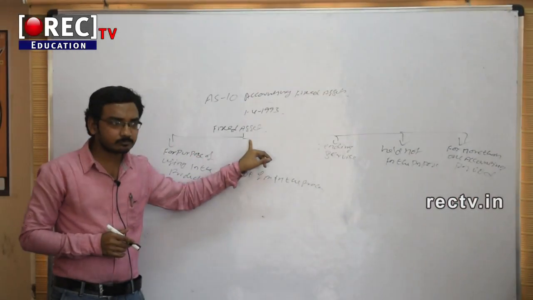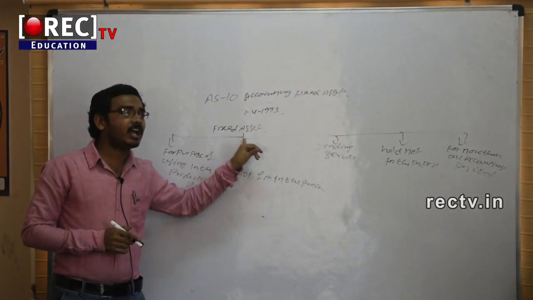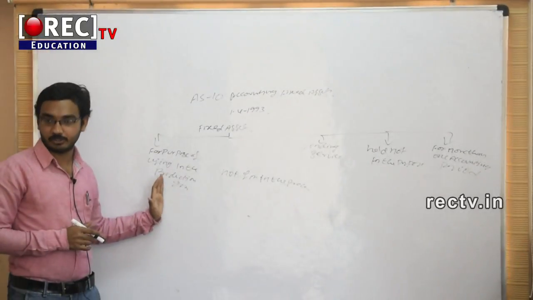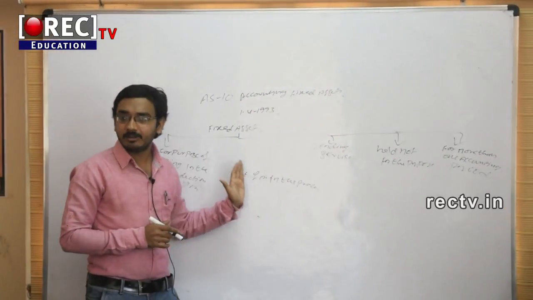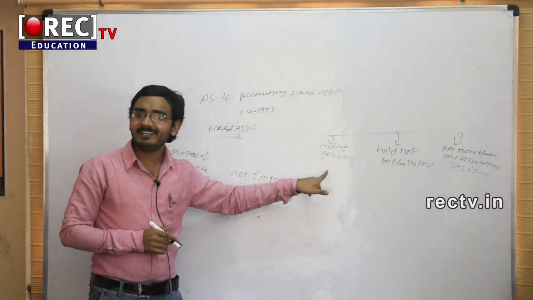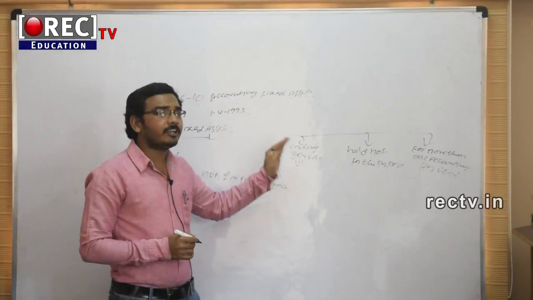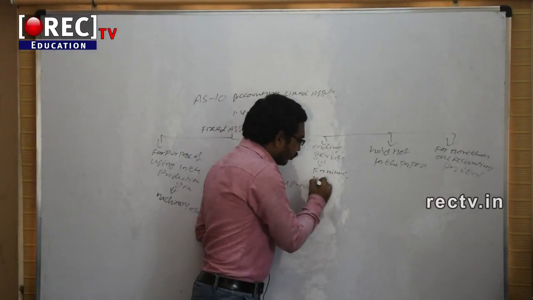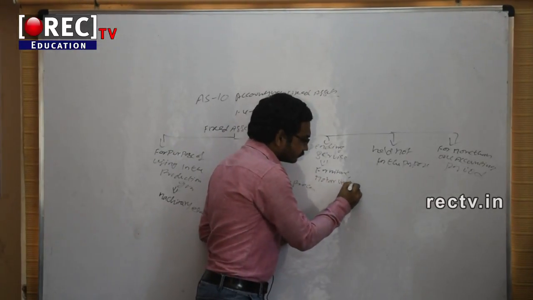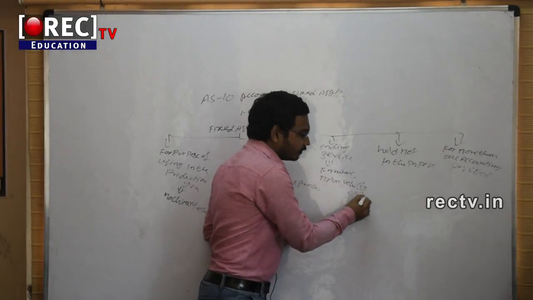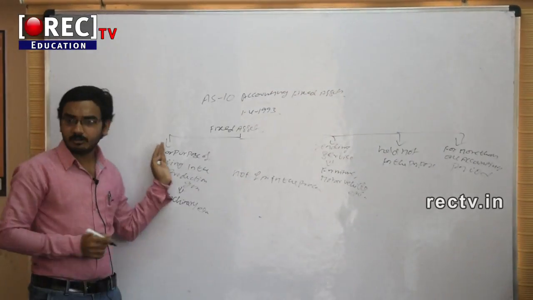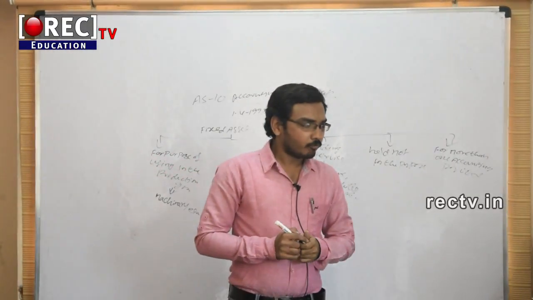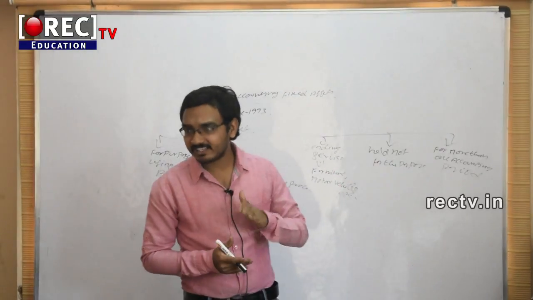A fixed asset here is an asset which is acquired for the purpose of utilizing in the production, or for the purpose of rendering services. Furniture, motor vehicle, etc. This is the definition of fixed asset. First we should know the applicability of this accounting standard.